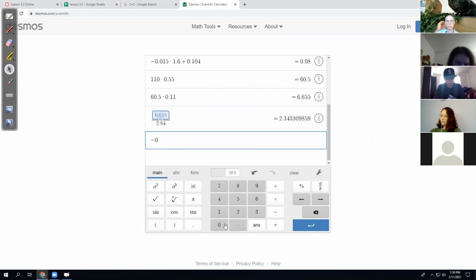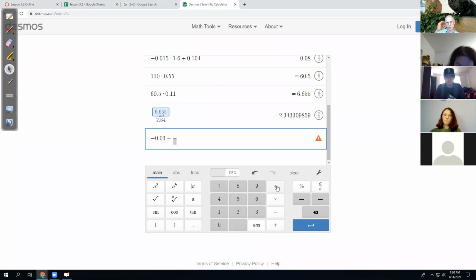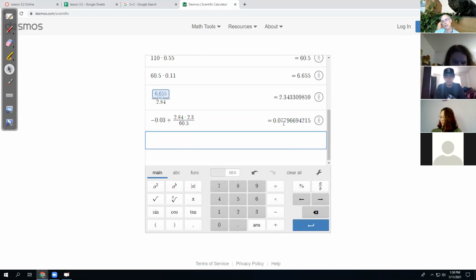So negative 0.03 plus fraction, where's the fraction button? I think I just hit divide on this calculator. There we go. 2.84 times 2.3, I was guessing from the answer above, divided by 60.5. So I highly recommend you try this on your calculator too, because you got to be the master of your own calculator. Hit enter, and look it, I'm a little bit under 0.08.